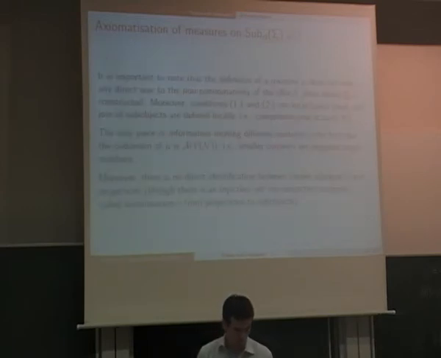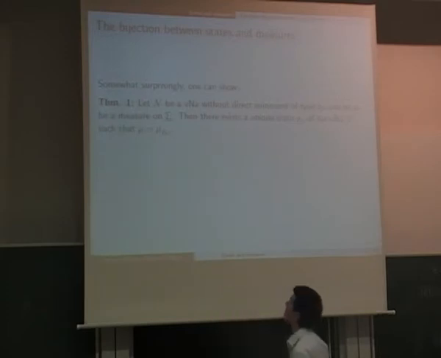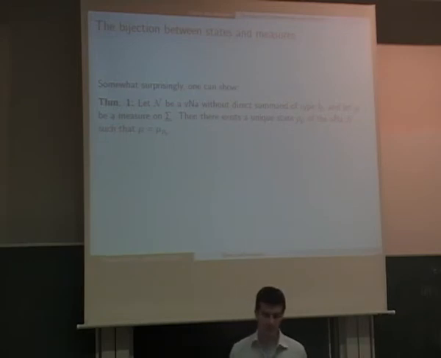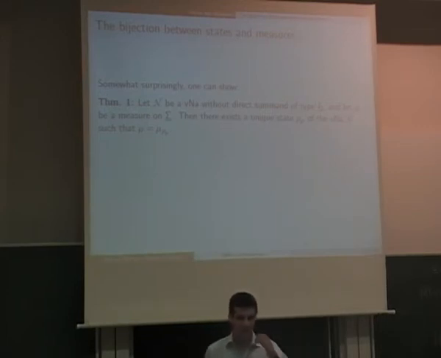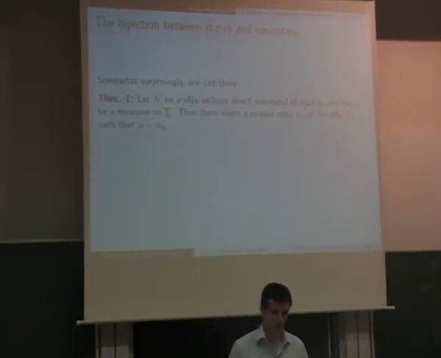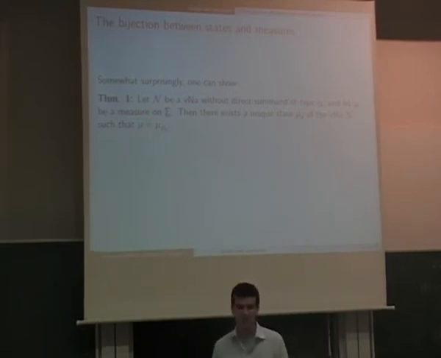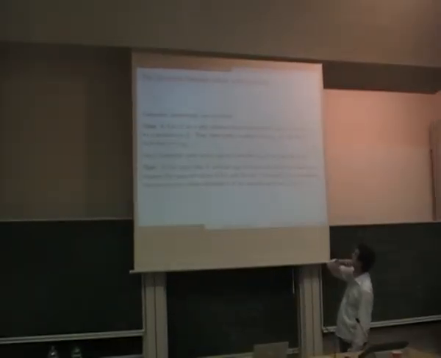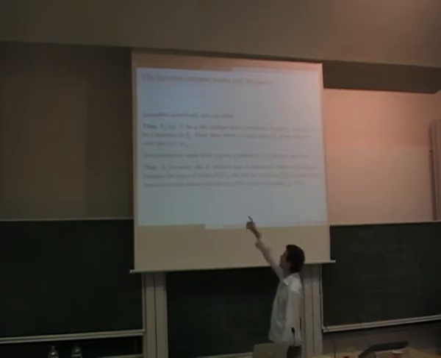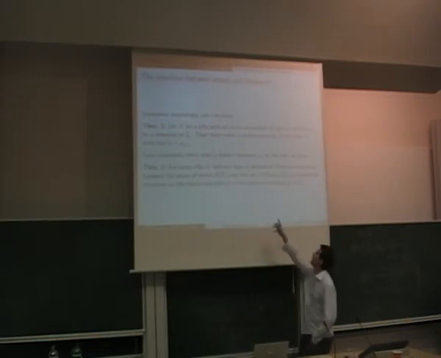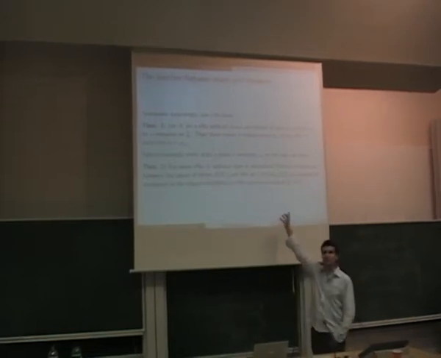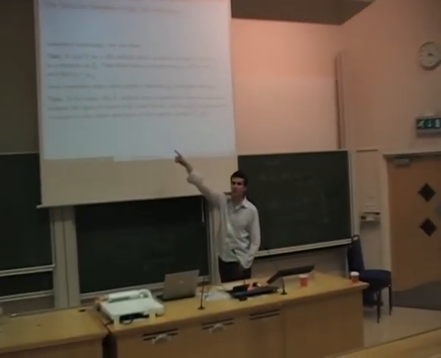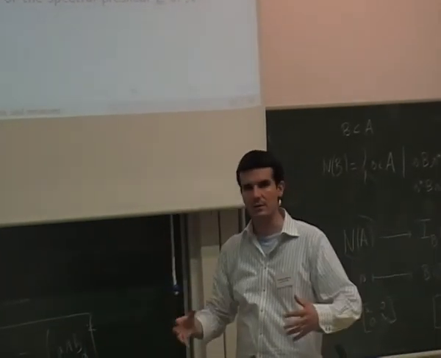Okay, this is what I just said, but still you can show this. If you have a von Neumann algebra, the only exception is that it's not allowed to have a summand of type I_2. This is basically two dimensions being excluded. And if you have a measure of the kind I described on sigma, then there's a unique state of the von Neumann algebra such that the measure associated to that state is the measure you started from. So this just means for every von Neumann algebra without this type I_2 summand, there is a bijection between the space of states, this thing I introduced in the beginning, and the set of probability measures on the global sub-objects. And of course, you can transport the topology from S of N over here. So it's just a new description.